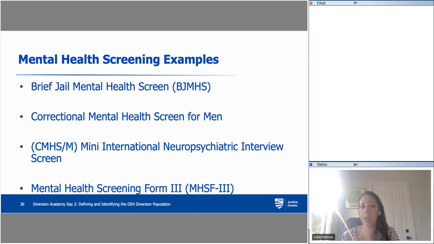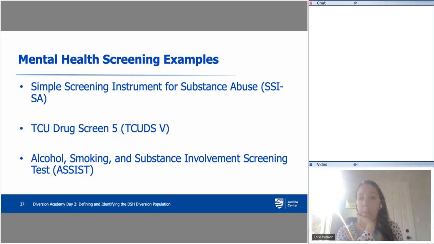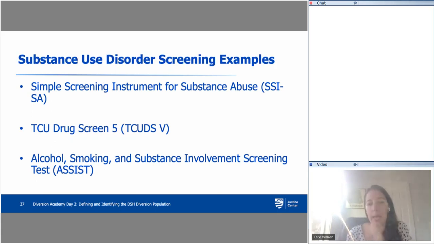Here are some examples of mental health screening tools that exist. The Brief Jail Mental Health Screen is very widely used. The Correctional Mental Health Screen for Men. Those initials should be over there, I'm sorry. The Mini International Neuropsychiatric Interview screen and the Mental Health Screening Form. Again, these are fairly brief screenings that any discipline can do. Also, substance use disorder screening examples: the SSI-SA, the TCU Drug Screen, and the Alcohol, Smoking, and Substance Involvement Screening Test.